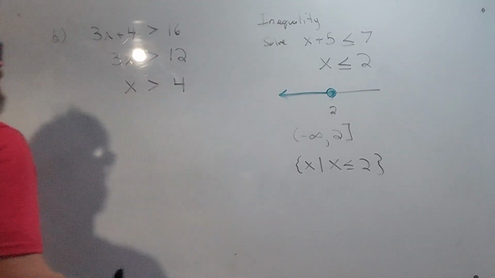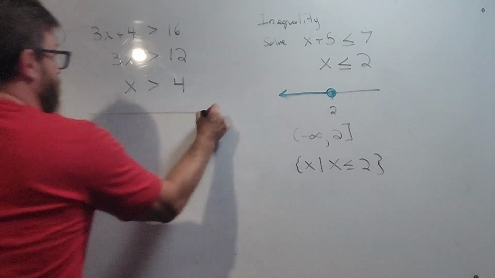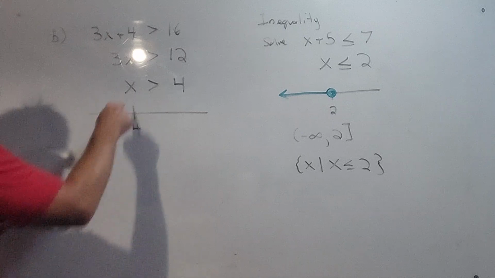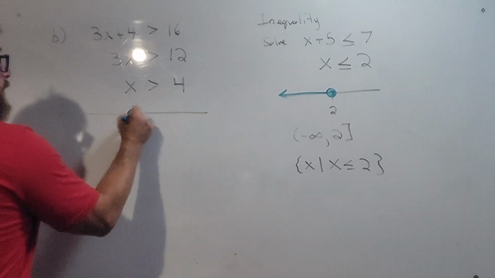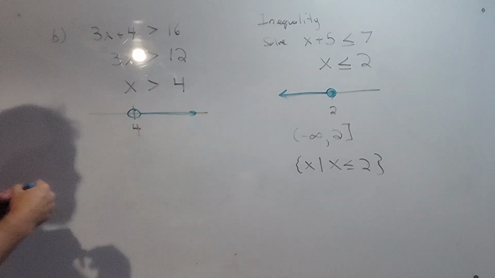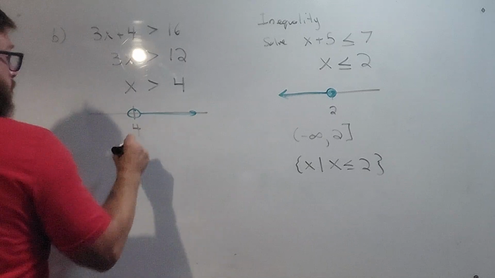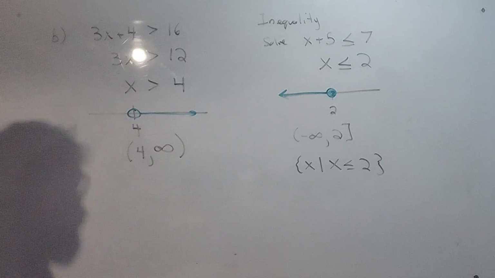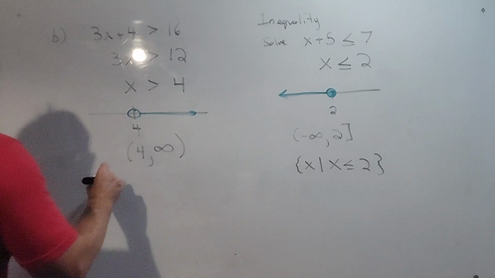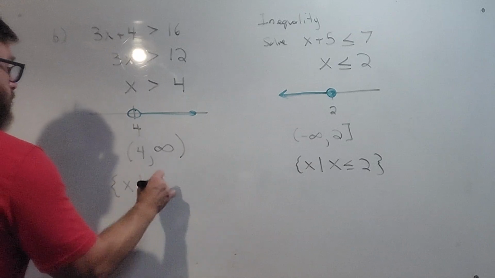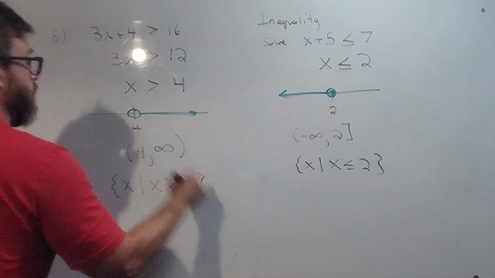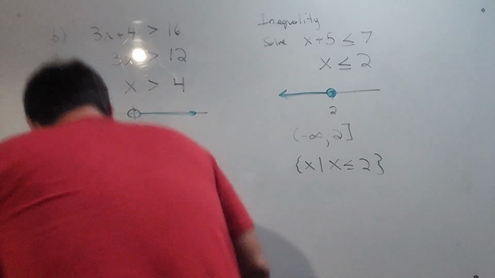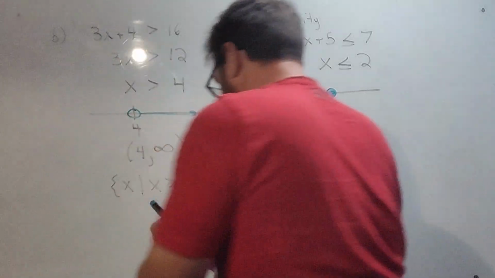Now I like to draw the number line first. So I have 4 here. We know that this is going to be numbers bigger than 4. X is greater than 4, but not including 4, so it's going to look like this. Another way we can write that is open parenthesis 4 to infinity in interval notation, and if I want to write that in set notation, x such that x is greater than 4.